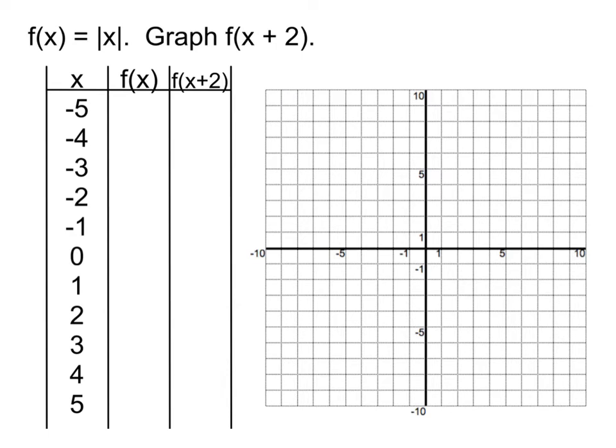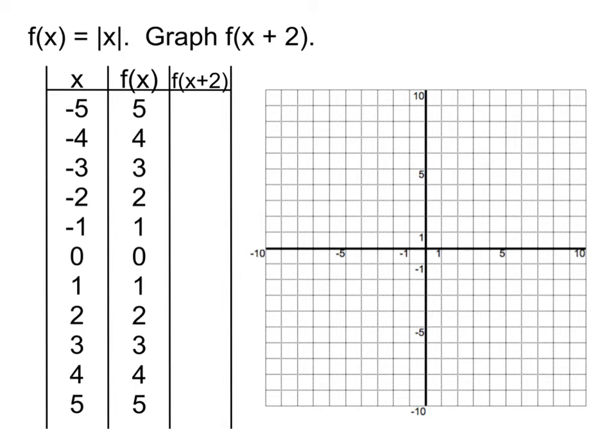And of course, we already know what the f of x column looks like. That's just the absolute value of x because I use the same parent function. But then the f of x plus 2 column, now we got to dig into that one. So what this is telling us here is that I'm going to take whatever my x value is and add 2 to it, and then I'm going to take that and plug it in for x up in my original function. So I have to add the 2 to x before I do anything else.